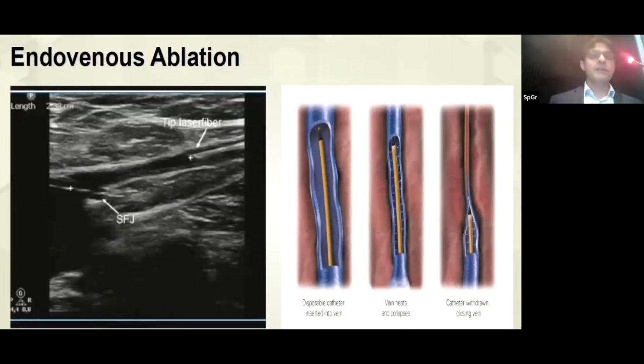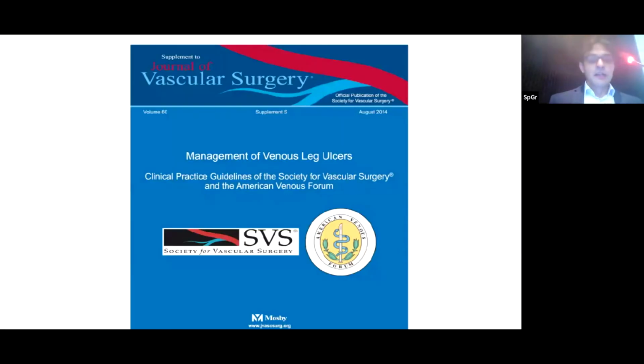Basically, you put a catheter into the vein, either by using chemicals or laser or RF ablation. You can shut down those superficial veins. Again, we don't close the deep veins, right? But I will give it a little twist.